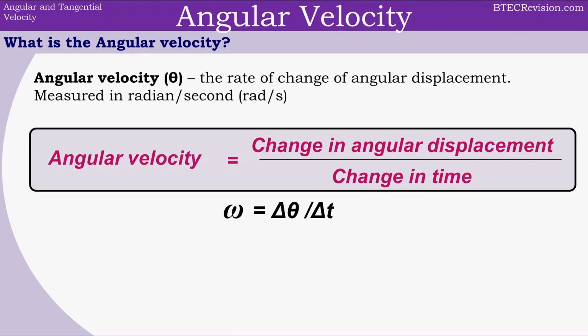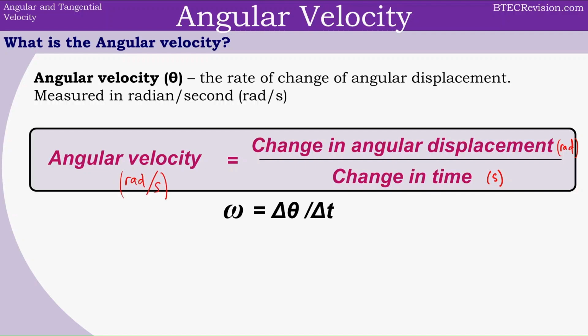Now we can look at angular velocity, which is the rate of change of angular displacement. Here is the equation that we can use. Angular velocity equals change in angular displacement divided by change in time. The short form of this is omega equals delta theta divided by delta t. The units we can use are seconds for time. Angular displacement, if you remember from the previous slide, is measured in radians, or rad for short, and angular velocity would be radians per second.